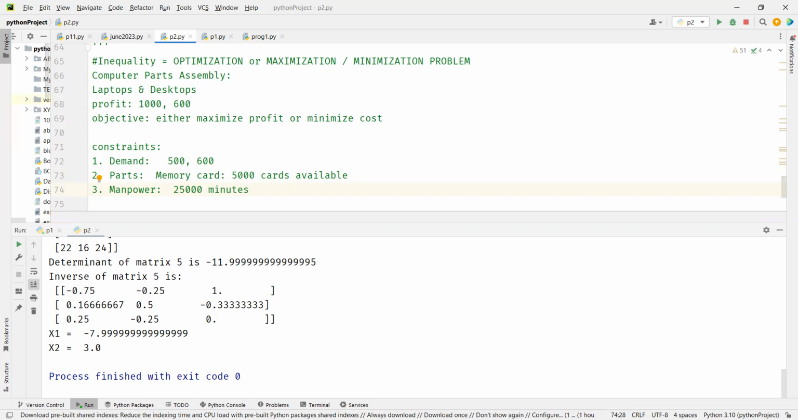Demand is 500 and 600, but if your cards do not allow you to make 500 laptops, or 600 desktops, because the supplier says the market is very tight and because of bans and things like that, I cannot give you more than that. So even though demand is there, you cannot make 500 laptops, right? Even if you have raw material to make 500 laptops, you may not have manpower available.